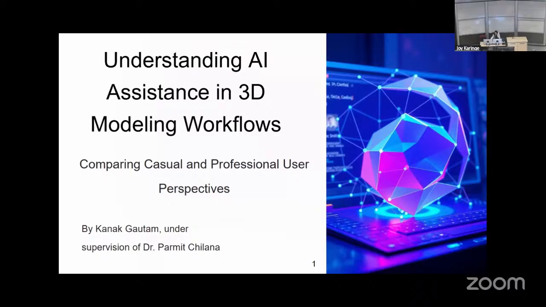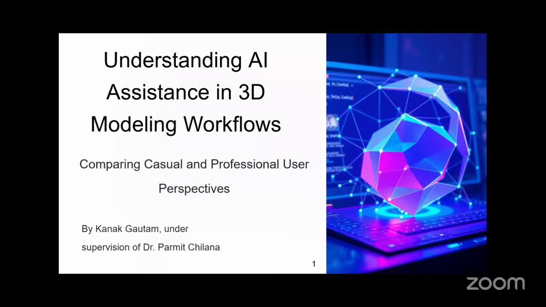Okay. So, hi everyone. I'm Kanak, and I'm a first year master's student at SFU, and I am working under the guidance of Dr. Parmeet Chalana, and I'm exploring a space where creativity meets AI, a 3D modeling space. But instead of focusing on AI tools themselves, my research looks at how different people use those tools and what that tells us about learning, design, and interaction.